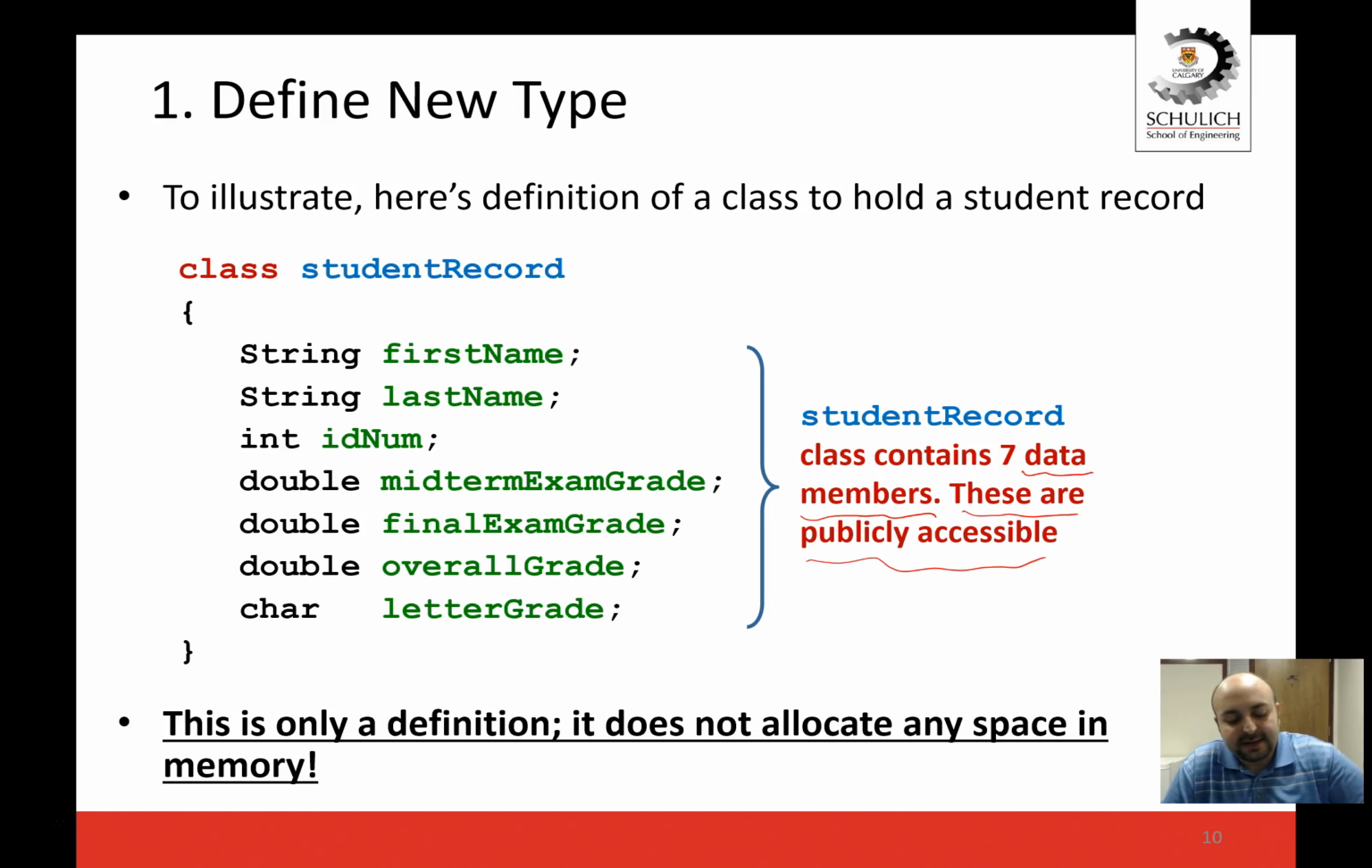Very, very important note here. When you define a class, you're just telling the computer, look, you have types like int, double, float, and I'm going to introduce this new type called student record that has a whole bunch of other variables inside. So nothing is actually loaded into memory, because you haven't declared a variable yet.